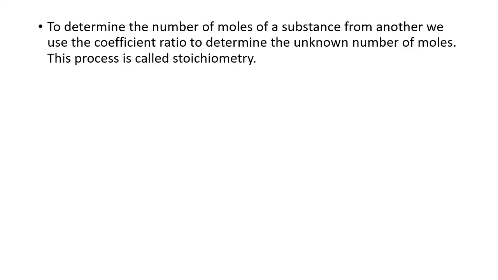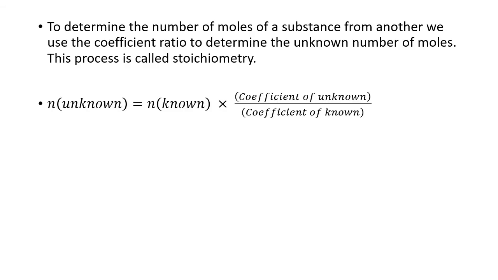So let's just open up all of this. To determine the number of moles of a substance from another, we use the coefficient ratio to determine the unknown number of moles. This process is called stoichiometry. Okay, so what we're doing is using: the number of moles of unknown equals the number of moles of known times the coefficient of the unknown over the coefficient of the known.